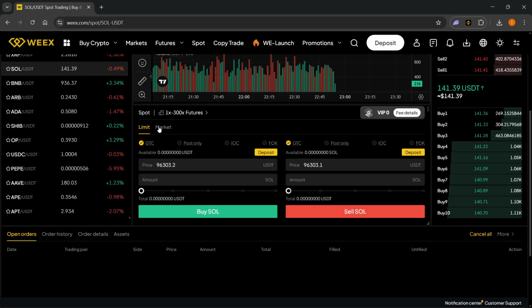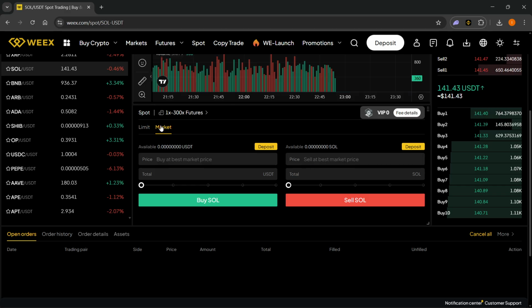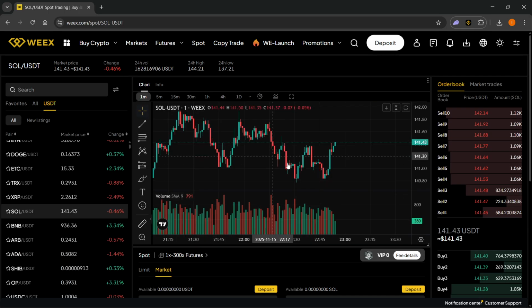So you can see you can open up a limit or a market order, which means basically a limit order is the one where you buy at a specific price or sell at a specific price. But the market one is when you buy at the current market price.